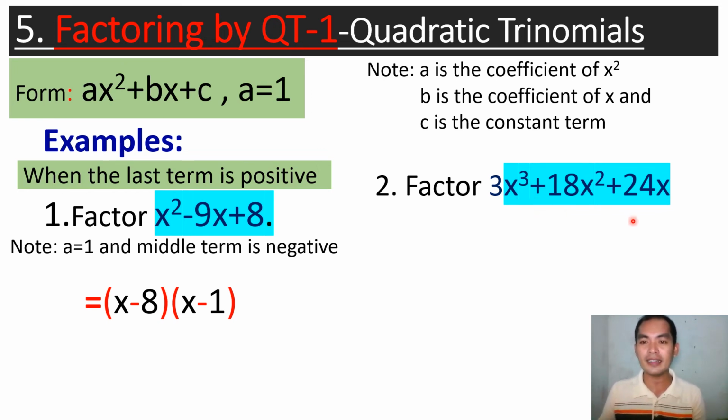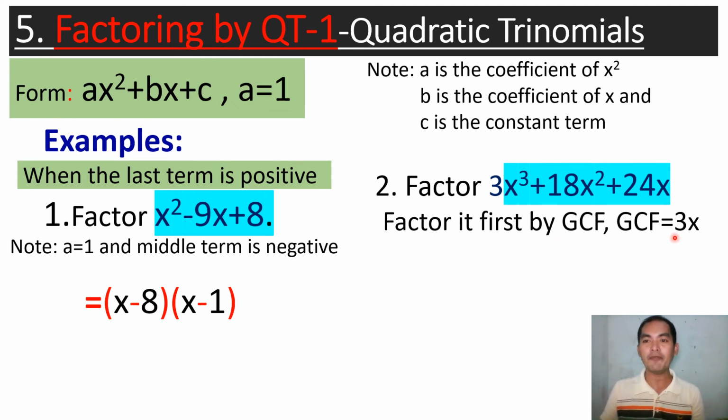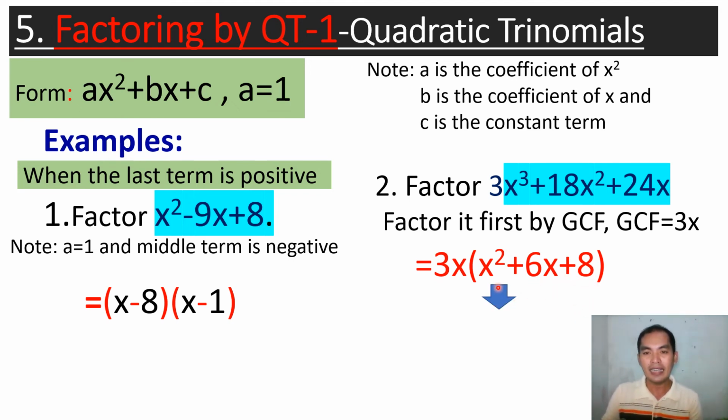If you notice, there are 3 terms. Lahat siya positive and may GCF. We factor it first by GCF, which is 3x. So we have 3x times the quantity. We divide this trinomial by 3x. The answer is x squared plus 6x plus 8. But then, x squared plus 6x plus 8 can be factored by QT-1.